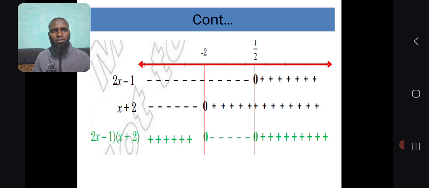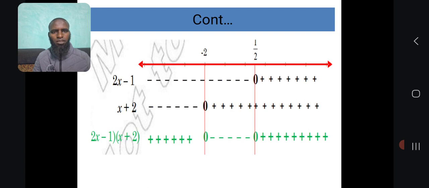Therefore, −2 is on the negative side of 1/2. Put the factors 2x − 1 and x + 2. 2x − 1 equals 0 at x = 1/2. And below that, all are negative, and above 1/2, all positive. x + 2 equals 0 at x = −2. Below −2, it is negative, and above −2, it is positive.